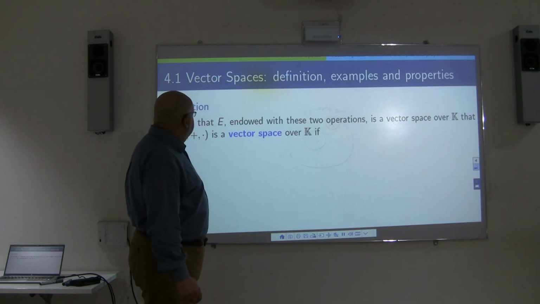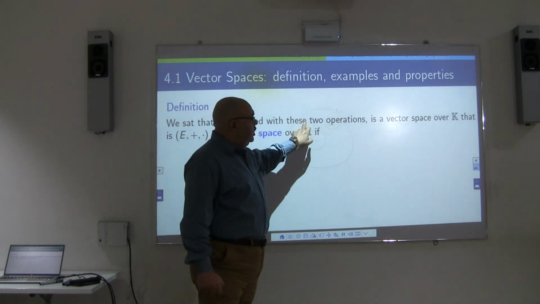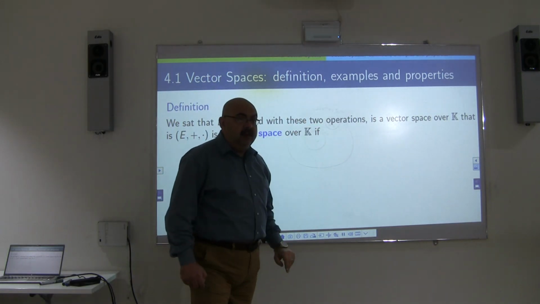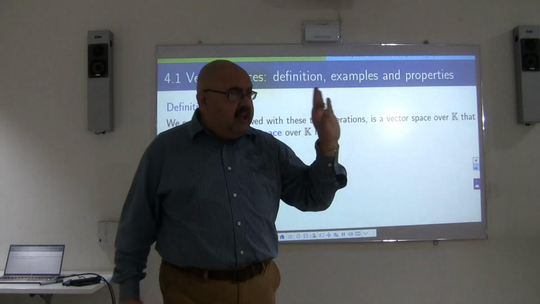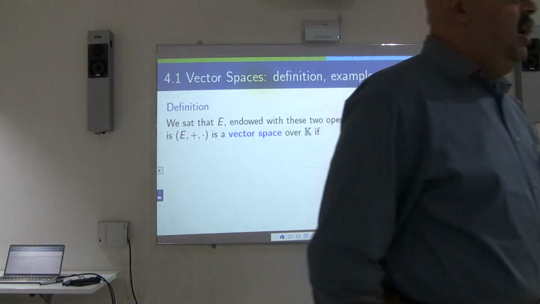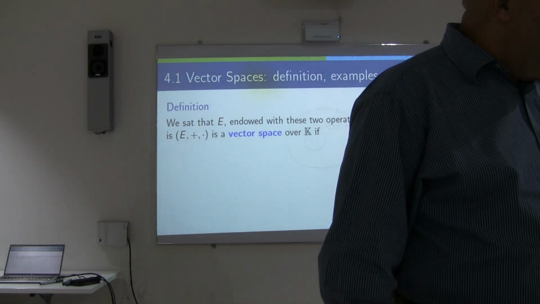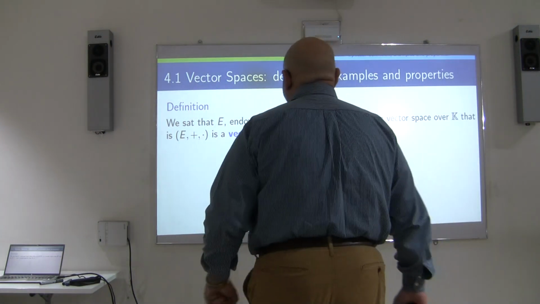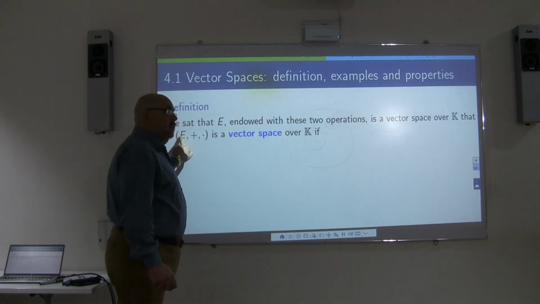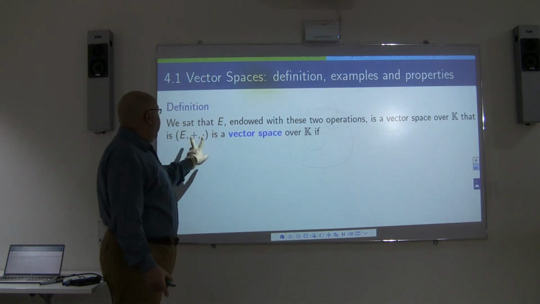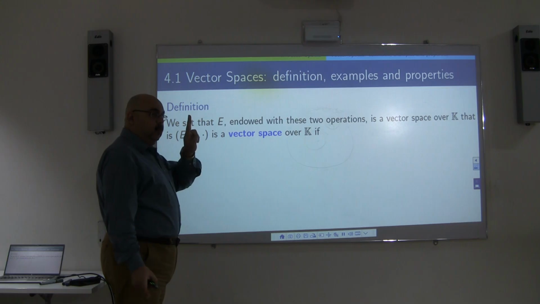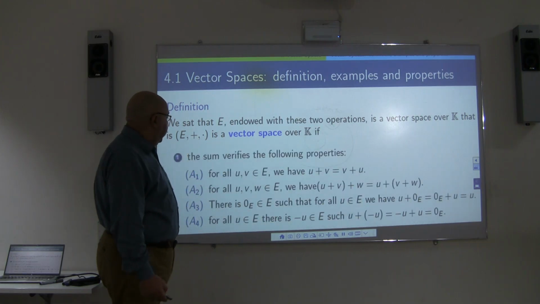Okay, we say that E, endowed with these two operations, is a vector space over K. Why do we say over K? Because K may be real numbers or complex numbers. Under how many operations? Two operations: the addition and the multiplication, of course the outer multiplication. It's a vector space over K.